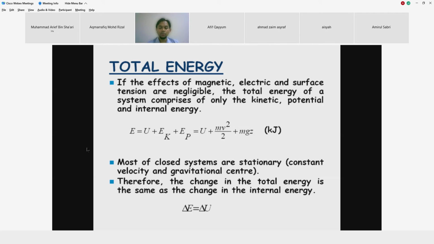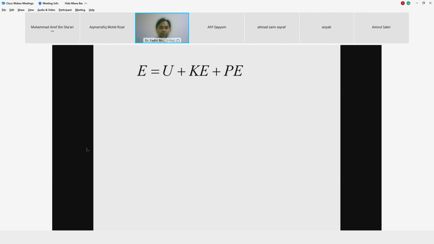This is how we find the change in total energy. This is the general equation for total energy, right? E equals U plus KE plus PE. We know KE is 1/2 times mv squared, and PE is mgz. So based on this equation, find the total energy at position 1, find the total energy at position 2, then subtract both.